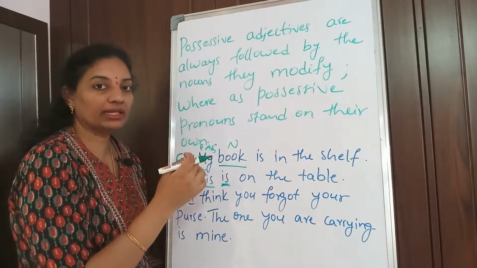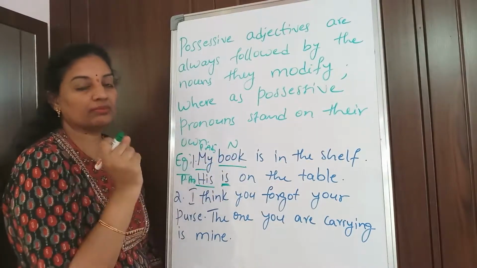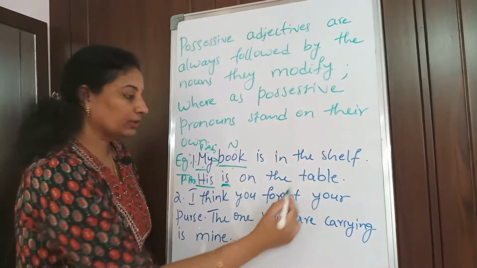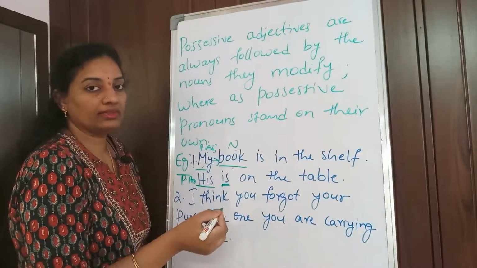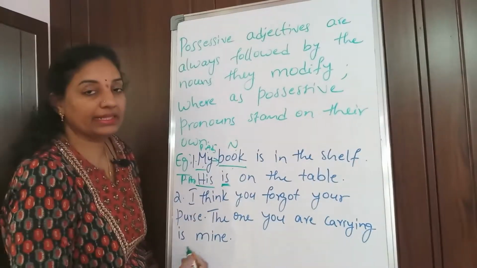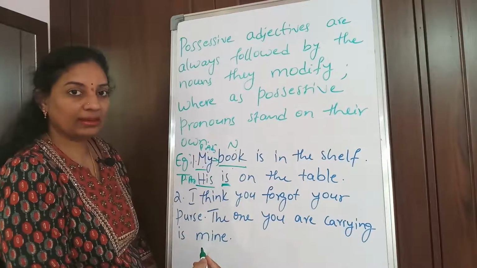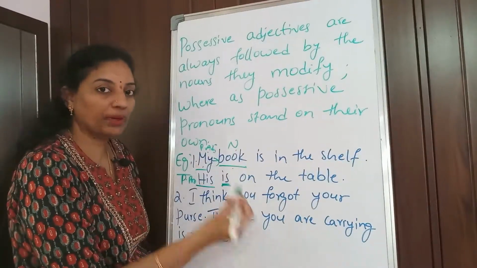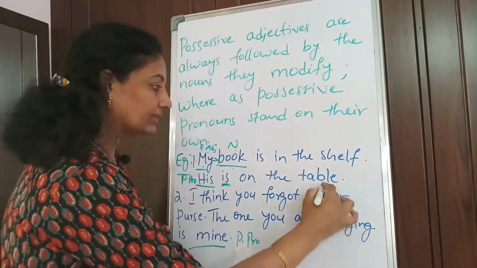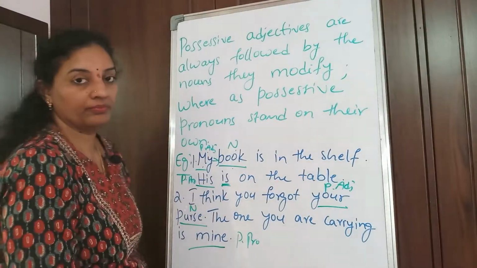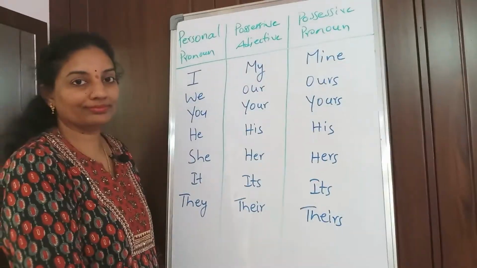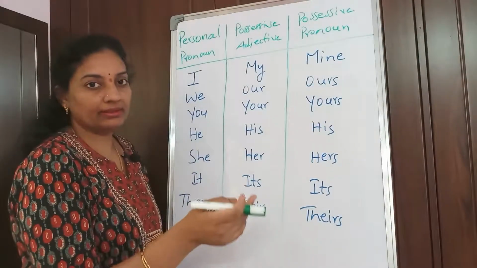We need not repeat the noun time and again. We can simply replace those nouns with shorter forms of pronouns. That is the basic use of pronouns. Okay, look at the second example. I think you forgot your purse. You might have visited my house, you might have forgotten your purse over there. I think you forgot your purse. The one you are carrying is mine. Mine in the sense, my purse. Instead of repeating the noun purse, we have simply replaced it with the possessive pronoun. And here, in I think you forgot your purse, your is possessive adjective, and purse is the noun. Instead of repeating that noun, we have replaced that noun with a possessive pronoun. Now we know the difference between possessive adjectives and possessive pronouns as well.